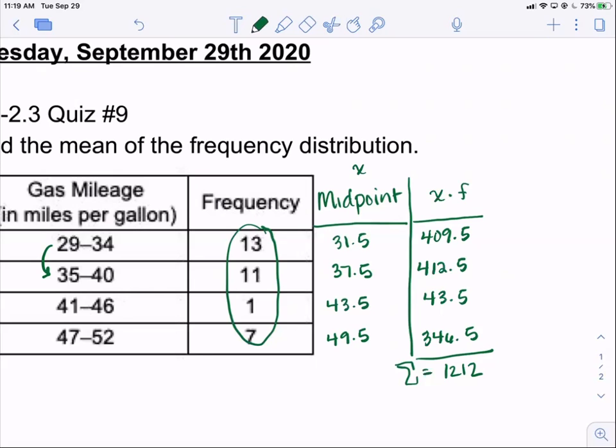What do we always divide by? The sample size. How do we find the sample size? Add up all of your frequencies. So 13 plus 11 is 24, 25, 32.